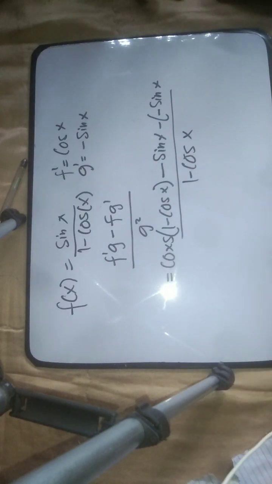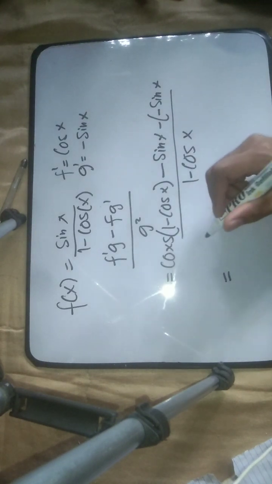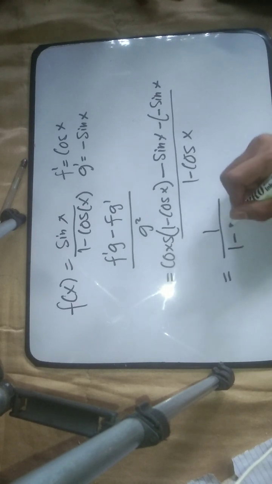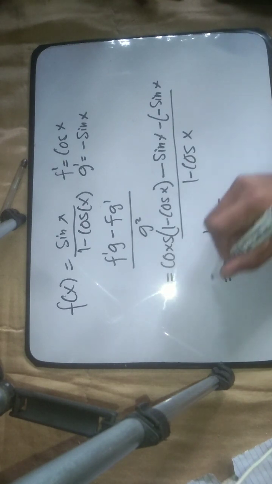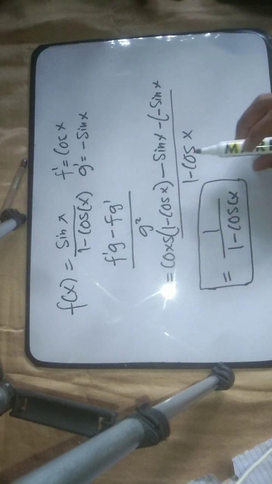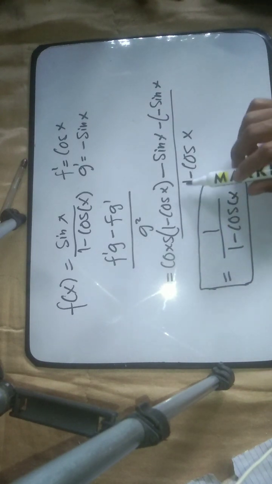Now to simplify this function, if you use a scientific calculator, you will get the simplified function of 1 over 1 minus cosine x. If you use a scientific calculator, but for me, this will be my answer.